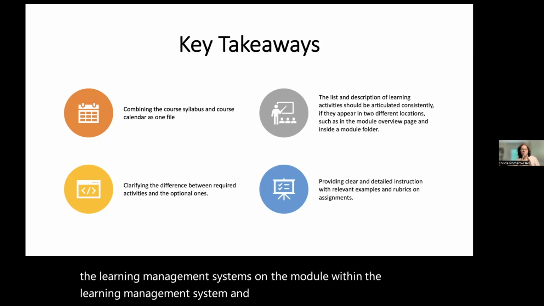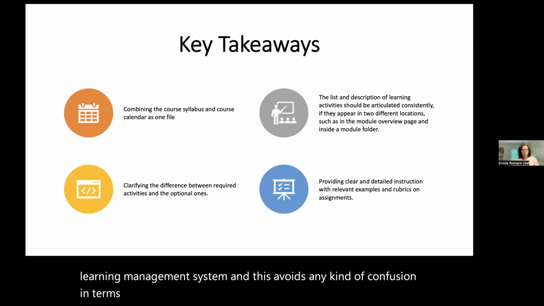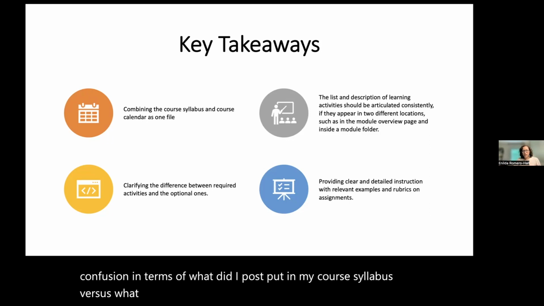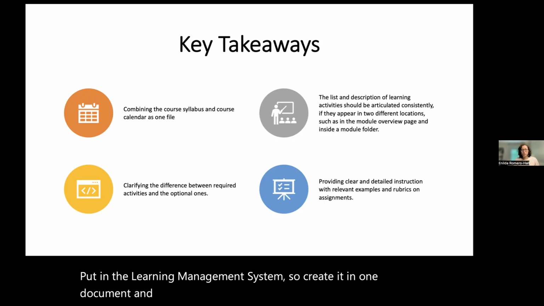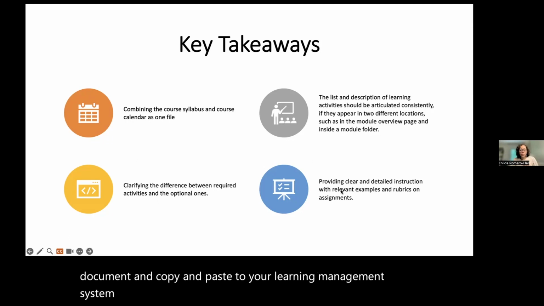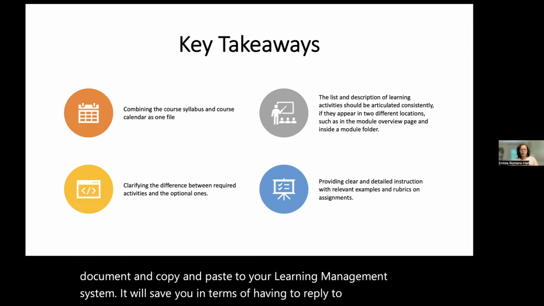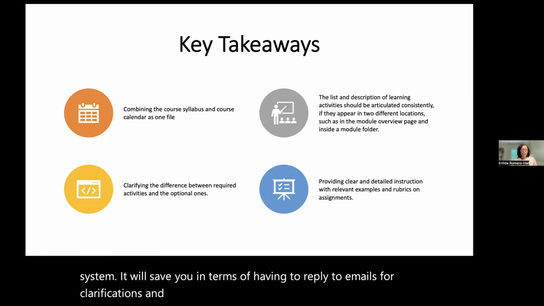And this avoids any kind of confusion in terms of what did I put in my course syllabus versus what I put in the learning management system. So create it in one document and copy and paste to your learning management system. It will save you in terms of having to reply to emails for clarifications and questions that may later come on if there is different types of information in the two different places.